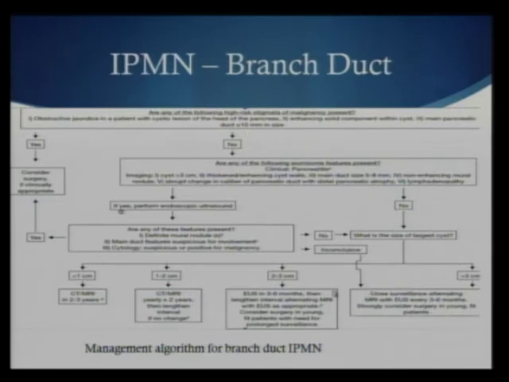Now, based on the size, there are different recommendations, but I don't think you need to know that. I think the important thing is, with high-risk stigmata, you've got to proceed with resection. And if any of these worrisome features are present, then you proceed with the endoscopic ultrasound. And if any of these features are present, then you proceed with resection. So that's what you need to know for the branch duct IPMN. Any questions so far?